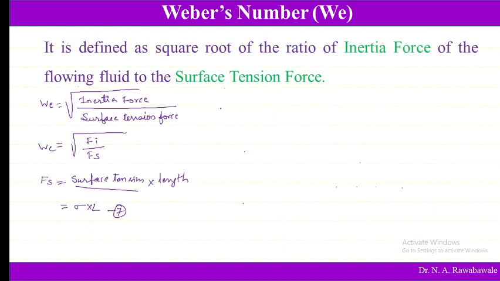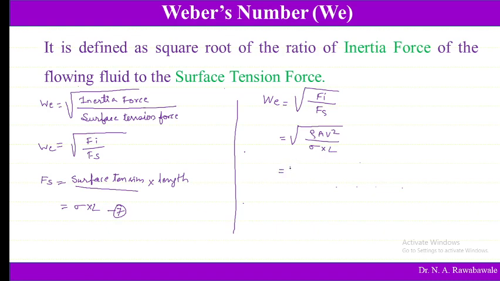So now we can see Weber's number is given by WE is equal to square root of inertia force to the surface tension force, square root of Fi, which is rho A v square, divided by Fs, which is sigma into L. So now this square root of rho A v square, where area is nothing but length into length, we call this as length square into v square divided by sigma into L.